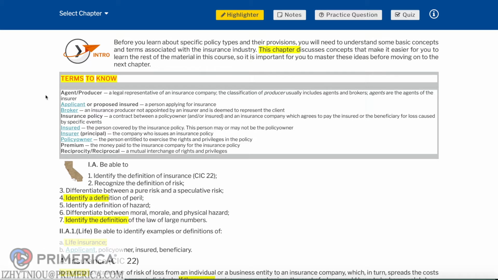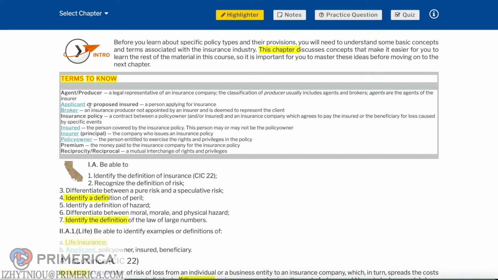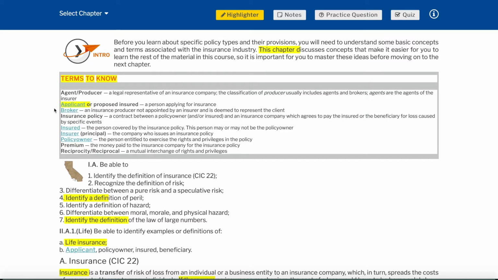Terms to know: agent, producer, a legal representative of an insurance company. The classification of producer usually includes agents and brokers. Agents are the agents of the insurer. Applicant or proposed insured, a person applying for insurance. Broker, an insurance producer not appointed by an insurer and is deemed to represent the client.